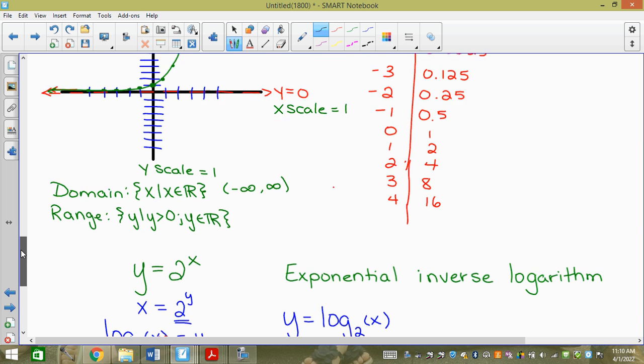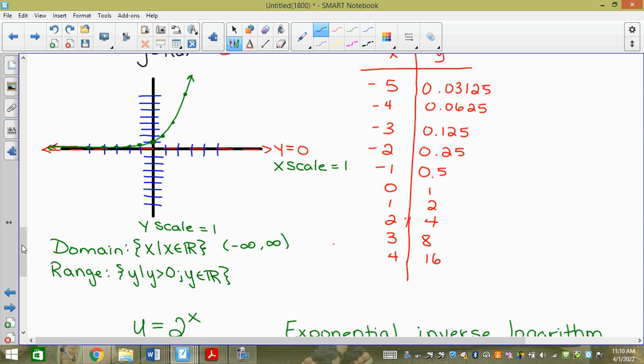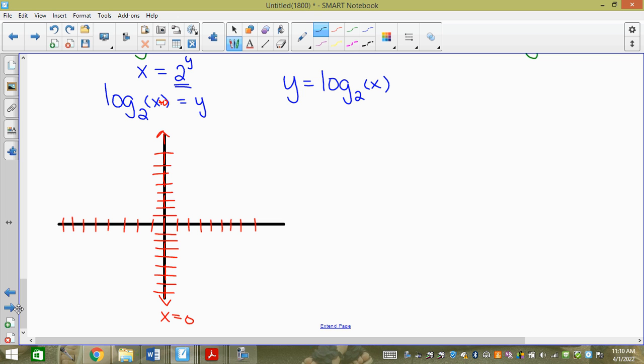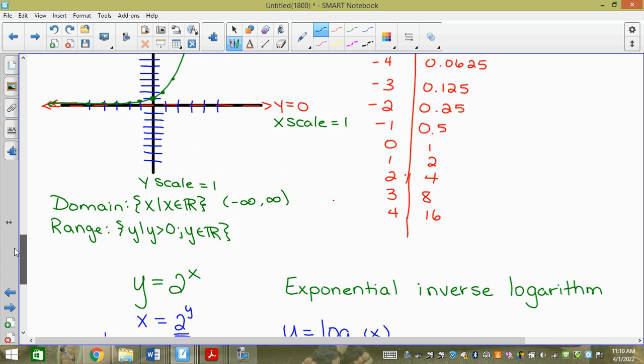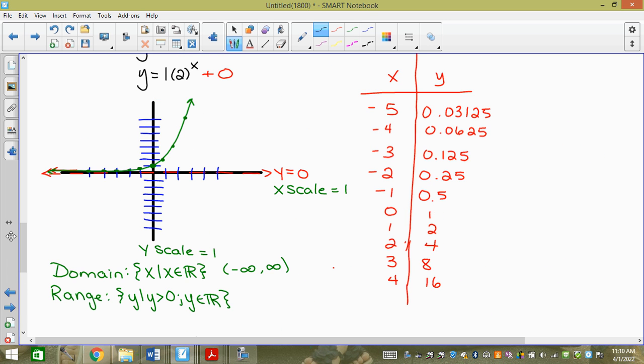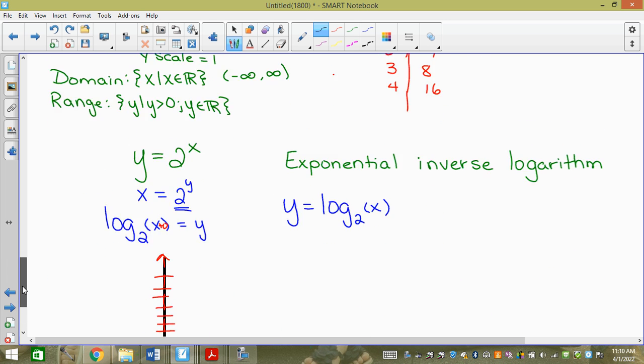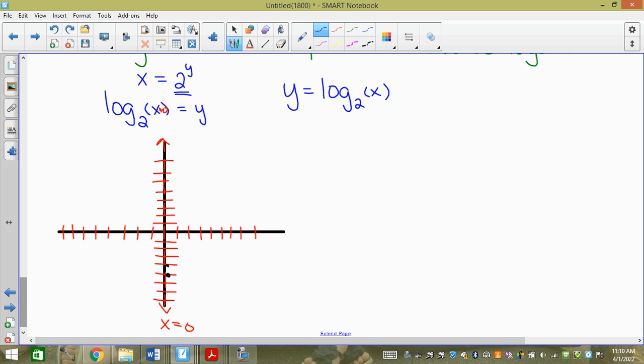So my coordinates were -5 and 0.03. Now it's going to be 0.03 and -5. 1, 2, 3, 4, 5. So really close. Then I had -4 and 0.0625. Now it's going to be 0.0625 and -4. So really close.